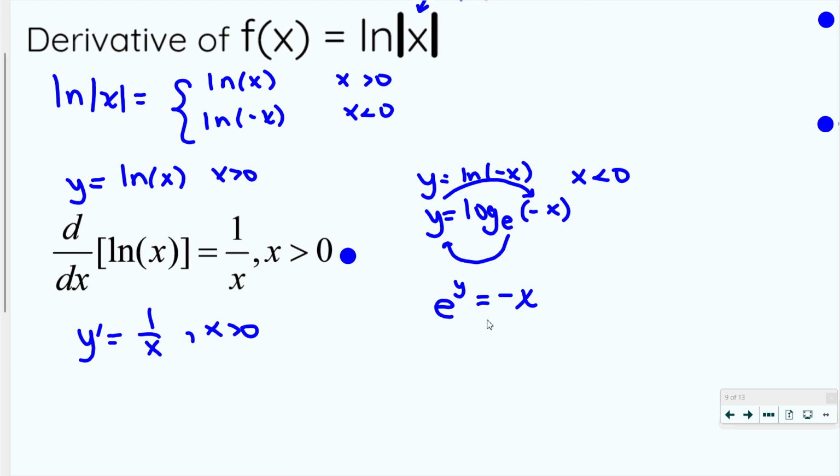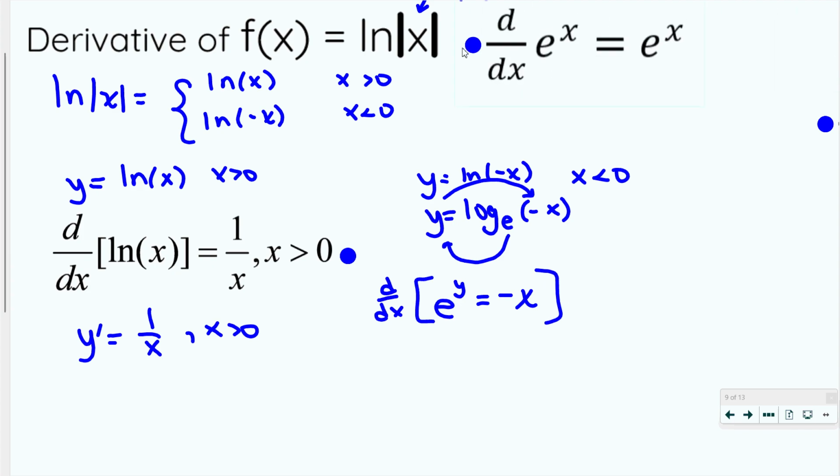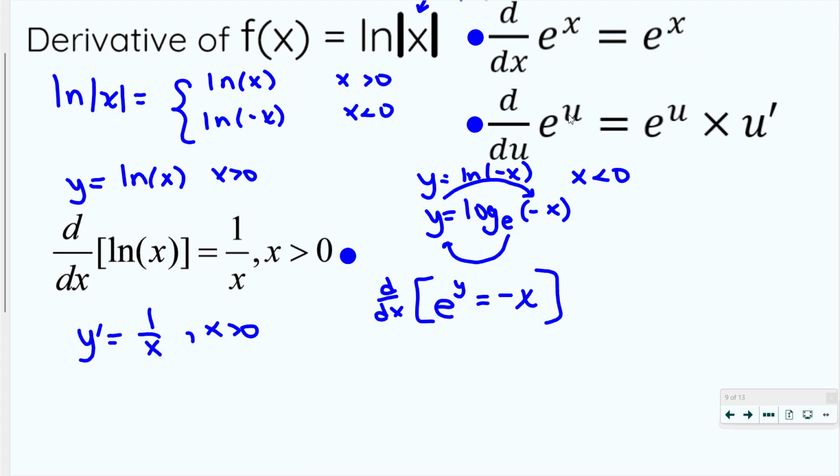Okay, so now that I have it in exponential form, I'm going to take the derivative with respect to x. In a previous video, I've already proved to you that the derivative of e to the x is e to the x, but see, this is not an x. So anytime your exponent is something other than x, we're going to have to use chain rule. The derivative of e to the u is itself, e to the u, multiplied by the derivative of the exponent. So this is going to be e to the y multiplied by y prime, which is equal to the derivative of negative x, which is negative 1.